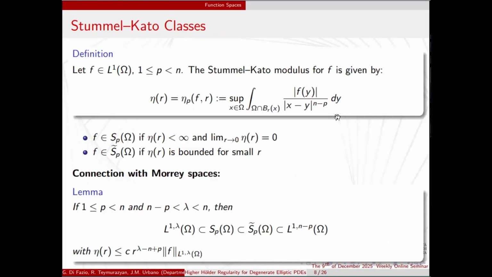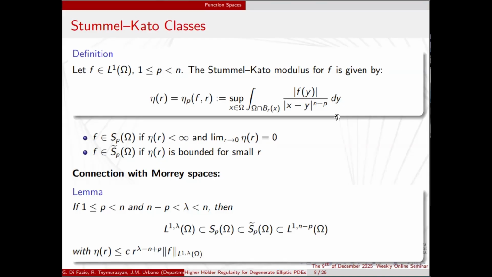In this respect, a very important class connected with Morrey spaces is what we call the Stummel-Kato class. That is a space that is in between some Morrey spaces. So I'm giving you the definition. You take an integrable function and fix a number p between 1 and n, and consider the potential generated by this function, where you fix the center of the ball and the radius of the ball. Then you take x and r arbitrary according to our definitions, and you get a function of the radius r. If this function is finite, then you can consider the properties of this function.